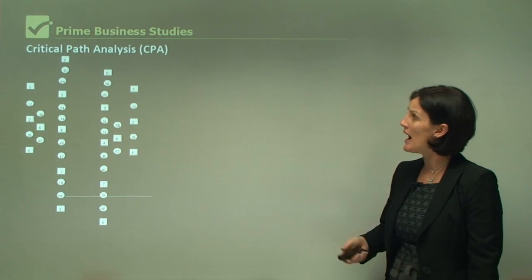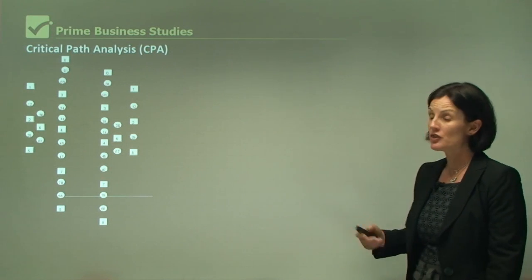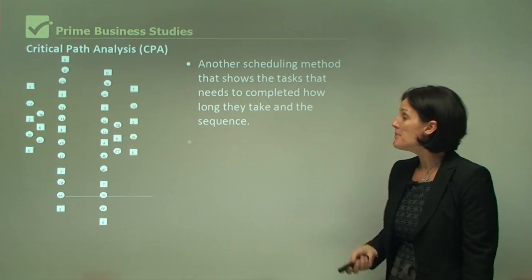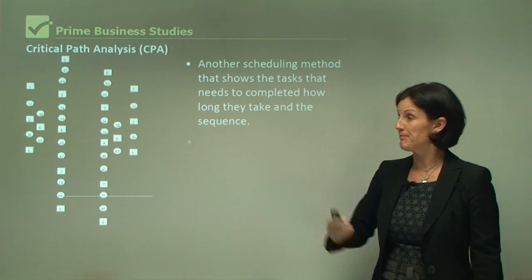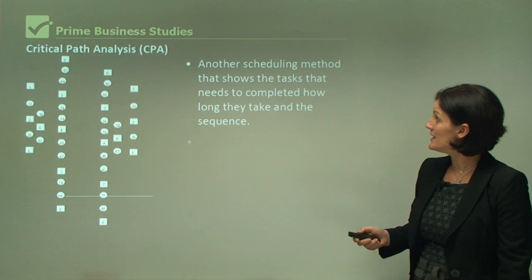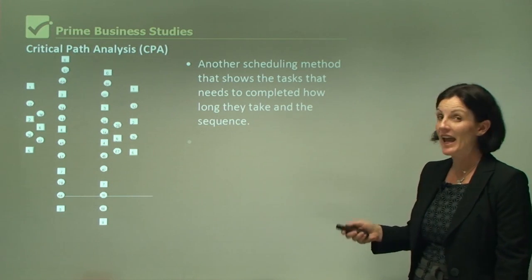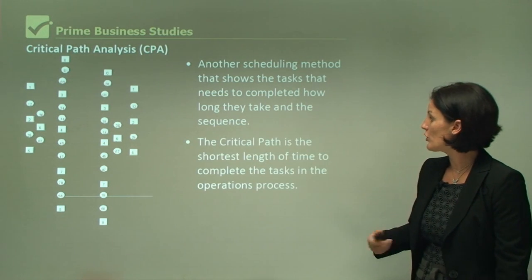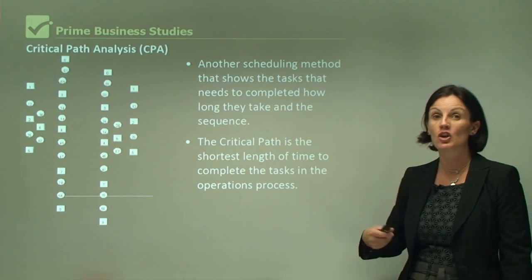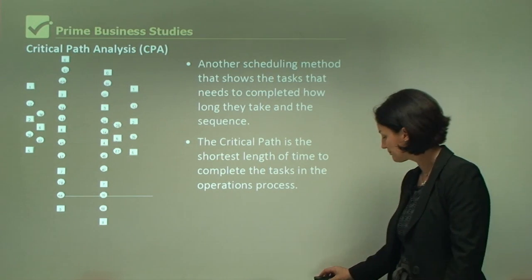Now, critical path analysis is another strategy used by businesses. It's similar to the Gantt chart, but it goes a step further. It's a scheduling method that shows the tasks that need to be completed, how long they take, and the sequence. The critical path is the shortest length of time to complete the task in the operations process.